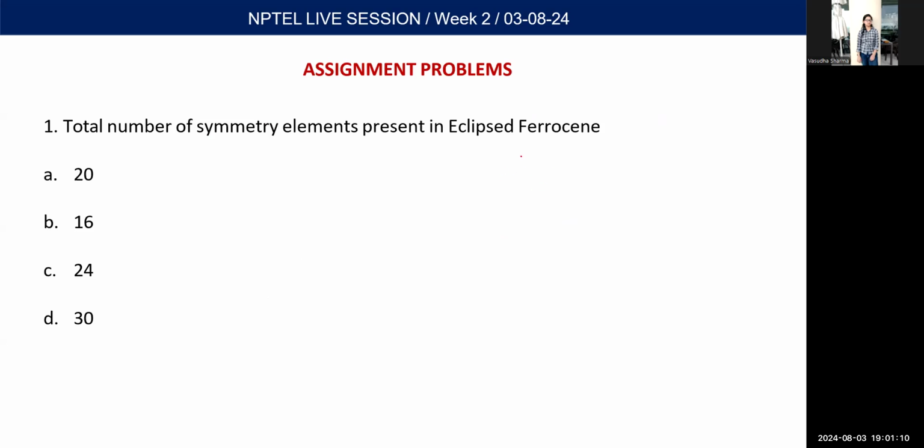So eclipsed ferrocene is when the angle between the two Cp rings is 0 degrees. If I have iron here, one Cp ring (cyclopentadienyl) is facing this direction, and the other also faces this direction. If we do a C5 axis of rotation, the hydrogens of both Cp rings would be rotated by 72 degrees, and therefore we get an equivalent conformation.